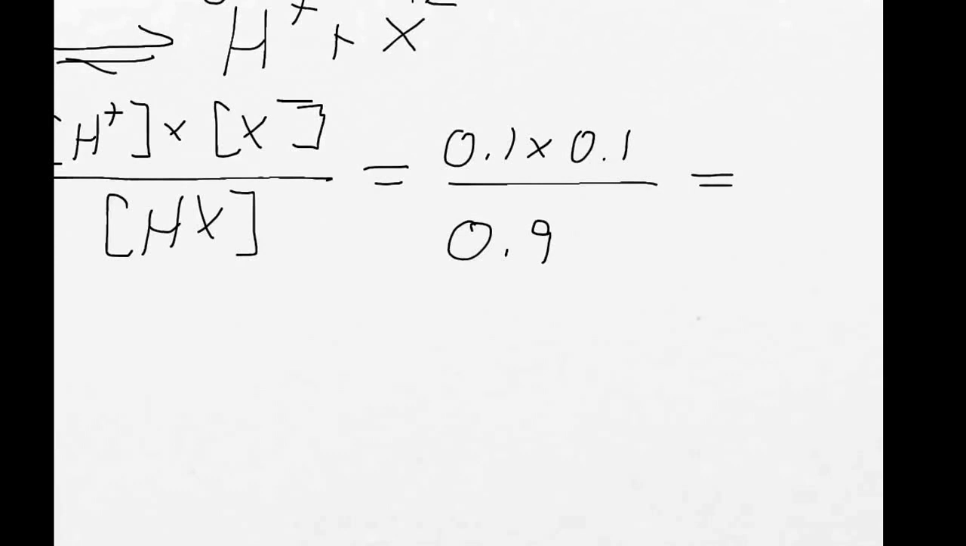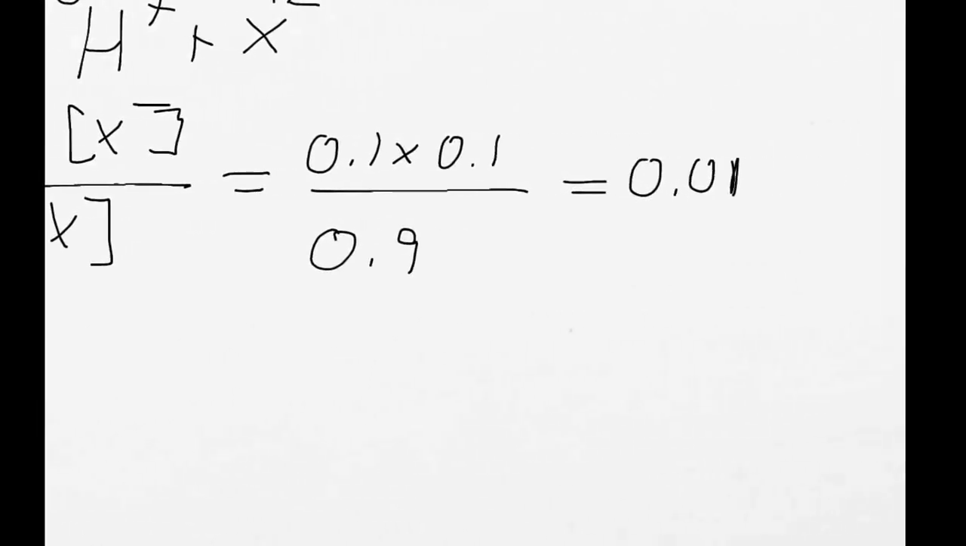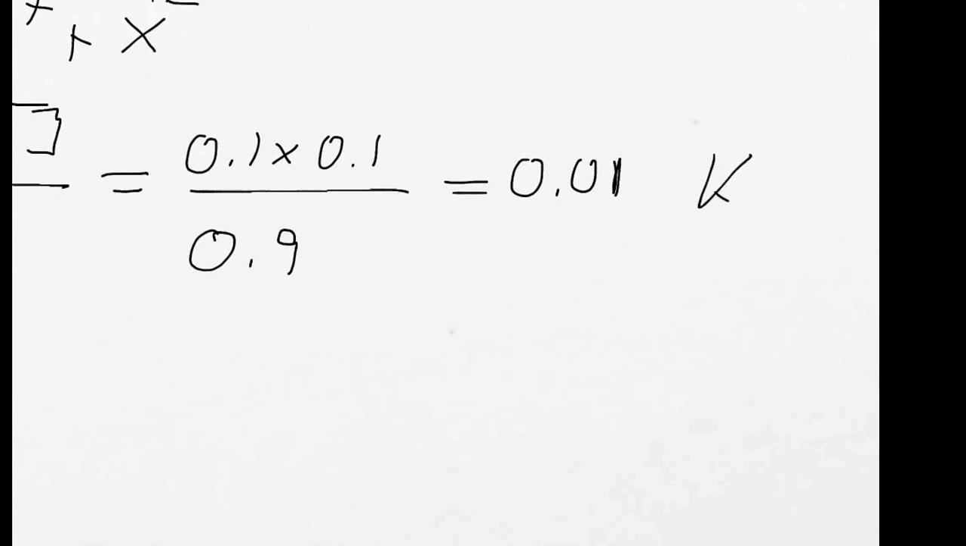Anyone? What did you get? 0.01. Did you get that? Yeah? 0.01. Our Ka is pretty small. Yeah?